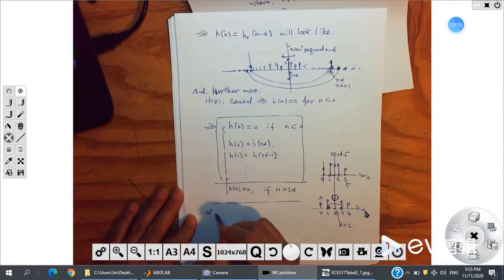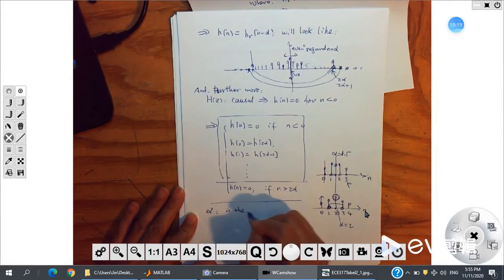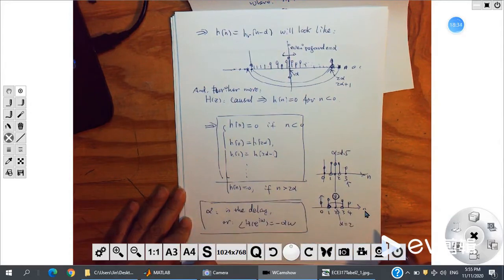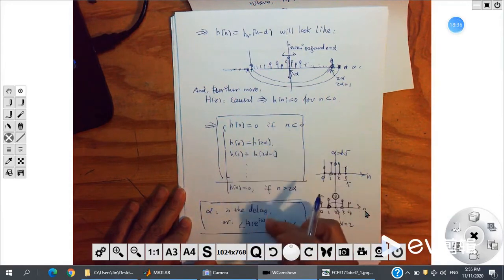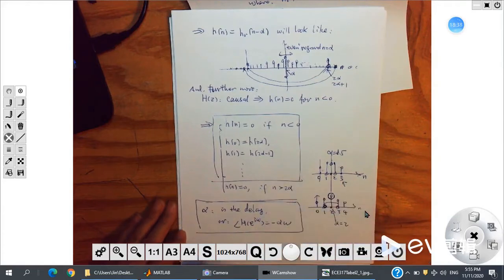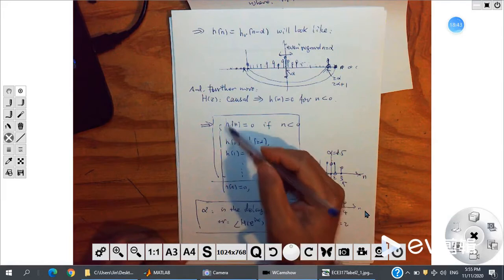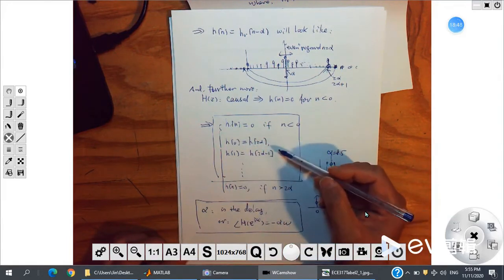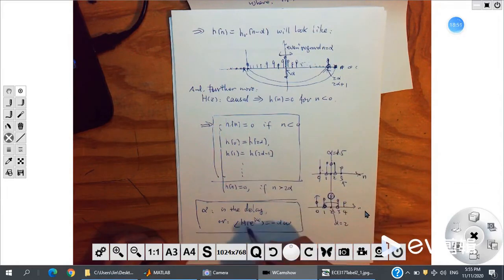R is the delay, or we say the angle of H(e^jω) will equal to negative r omega. We have this one, we have this one. So these two features are very convenient. You just look at the h of n, the impulse response, then you can know whether this is a linear phase, what is the time delay, what is the angle.